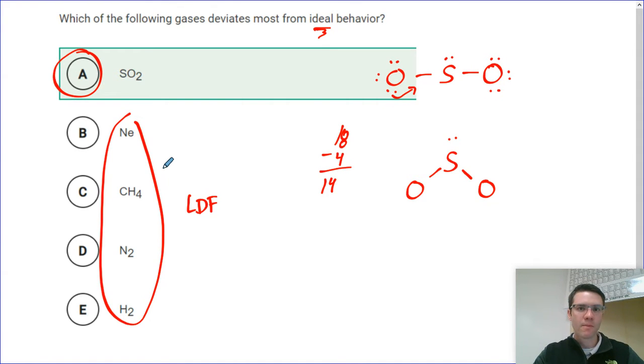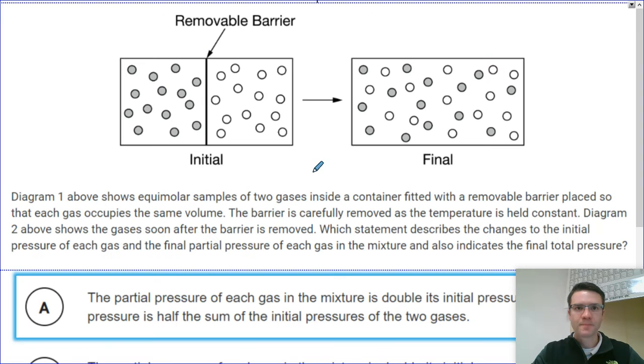You want the most polar molecule. If you're looking at temperatures or pressures for ideal behavior, you want really low pressures so that you don't have a lot of particles occupying that container. And you want really high temperatures so they're moving fast and not close to the condensation point.